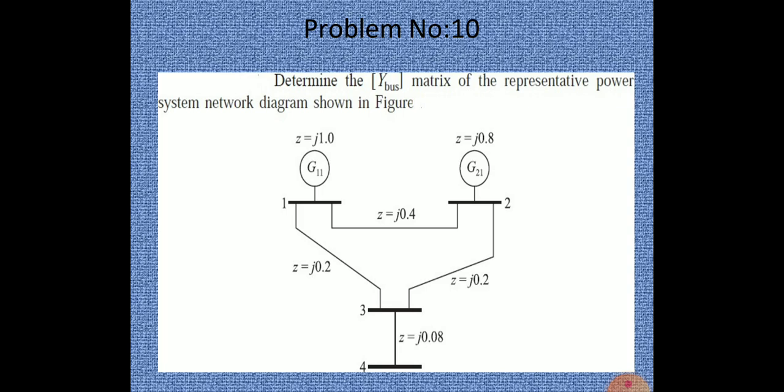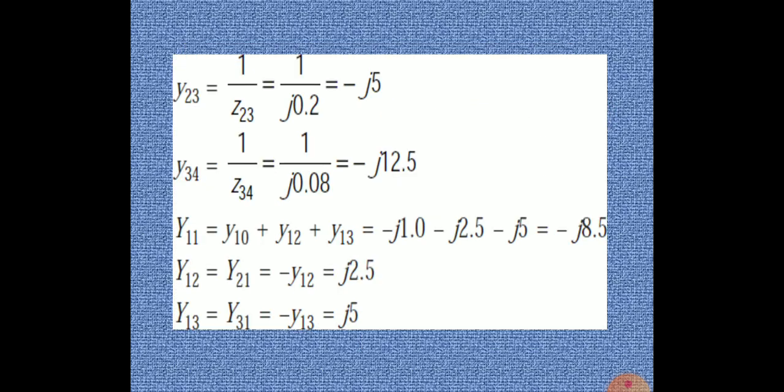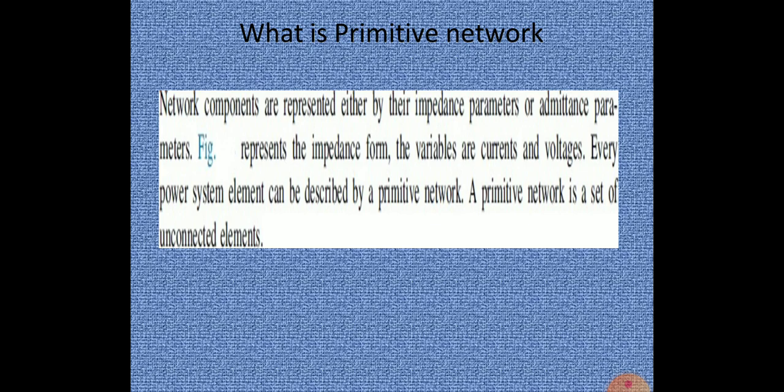Actually it is a 4 bus system, and the impedance values are mentioned in the diagram itself. The values of the impedance are given for each bus. By using the diagram we can find the admittance values y11, y22, y12, y13, y23, y34. So y11, y10, y12, y13, y12, y21 is minus y12. By using the same formula, we can proceed and write the calculated values in the Y bus matrix format. The next topic is primitive network.